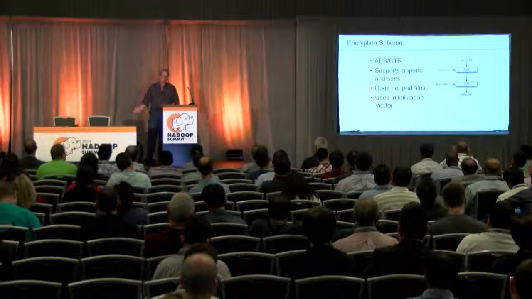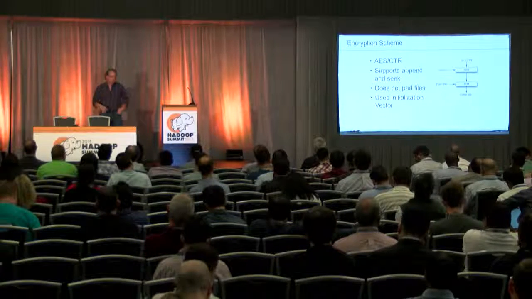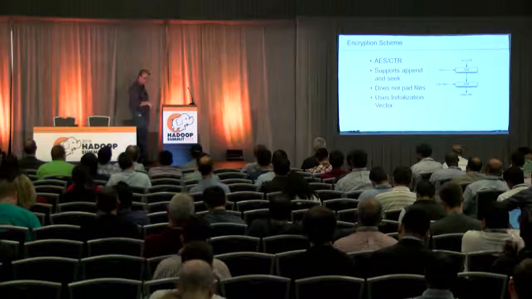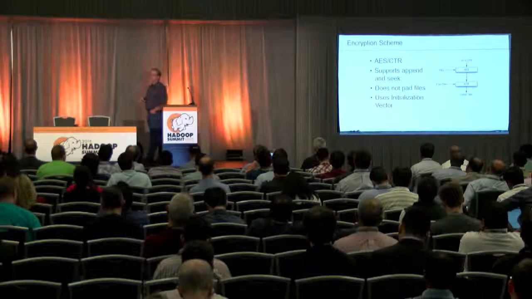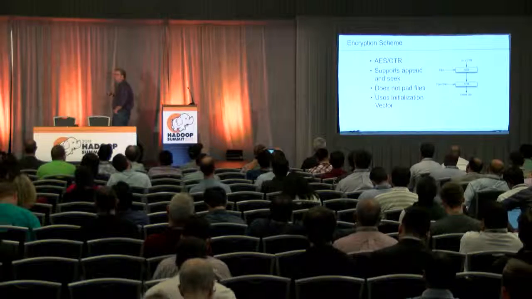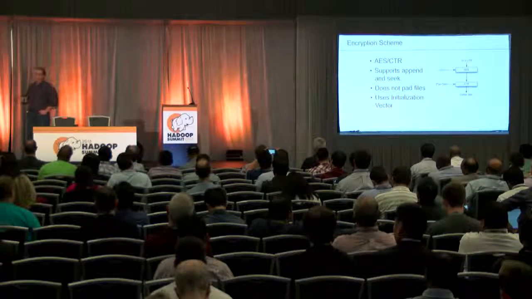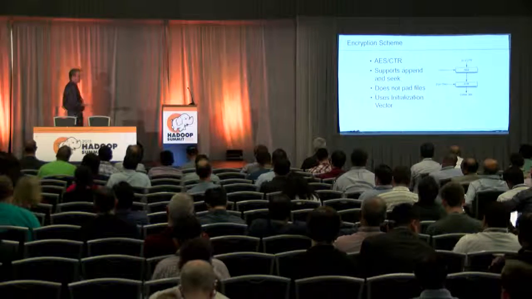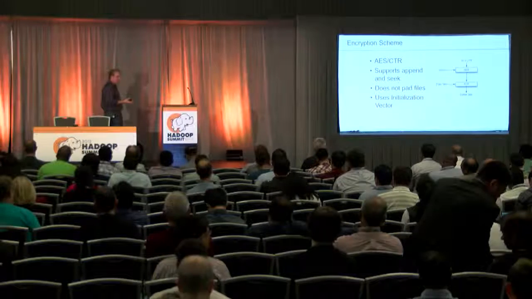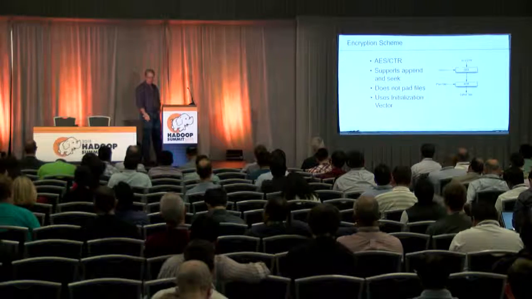It doesn't make your files any longer. It doesn't have to pad it out to a complete number of bytes in the encryption block. And it uses an initialization vector. The initialization vector means that if you have a file with all zeros, it doesn't always look the same. It will get a randomized initialization vector, and that set of zeros will look different on every file.